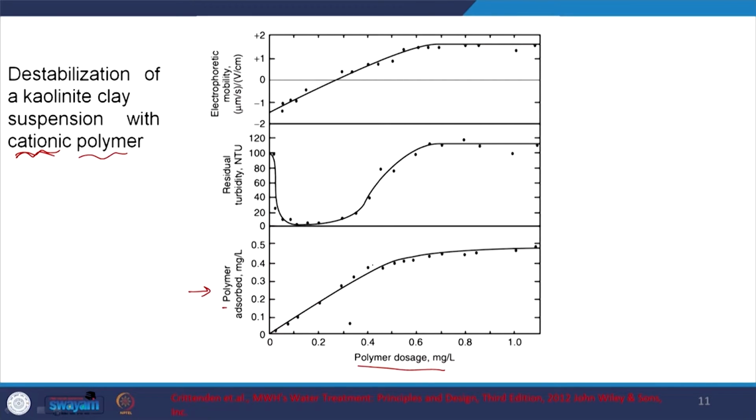You see that after a certain dosage, with increasing polymer dosage, adsorption is not increasing. So, there are no more adsorbable sites or sites for adsorption. So, there is a threshold even for adsorption, that is one thing to keep in mind. And the other thing is, let us look at this electrophoretic mobility.